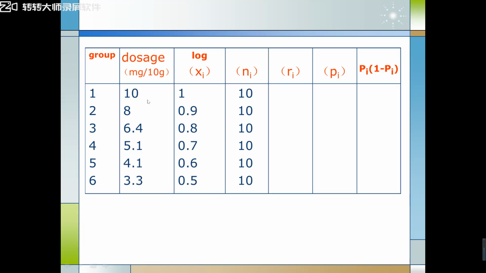The first group, 10 milligram. The second group, the drug dosage is 8. The third group, the drug dosage is 6.4. And the fourth group, the drug dosage is 5.1. And the fifth group, we use 4.1. And the last group, the sixth group, the drug dosage is 3.3. And later, different groups will be given different drugs at different doses. Okay.